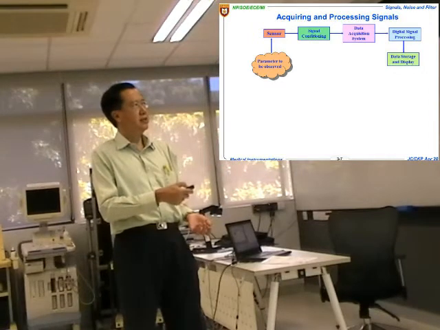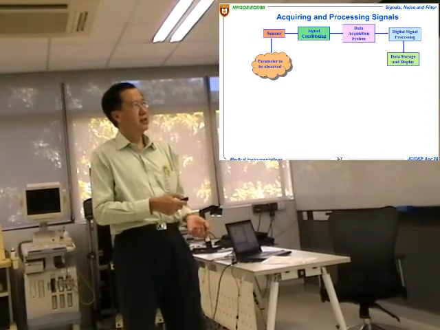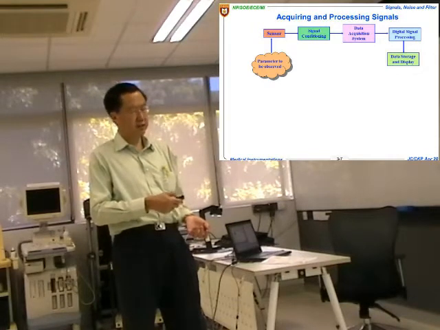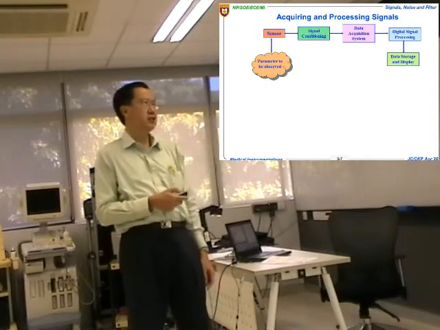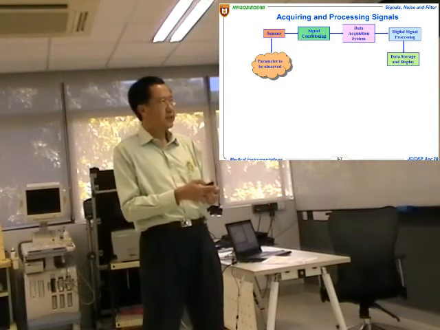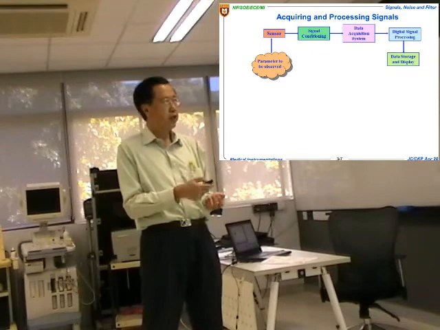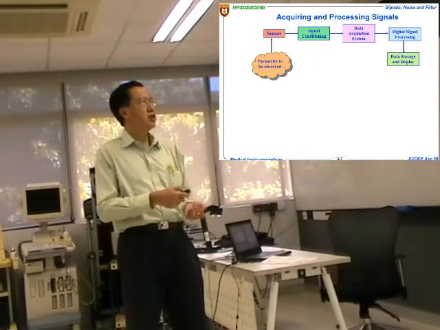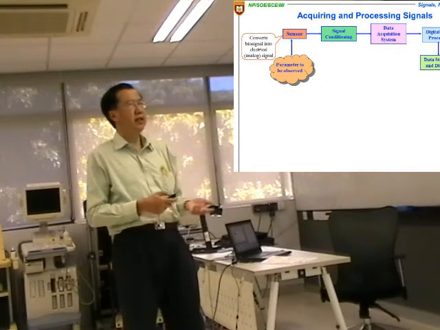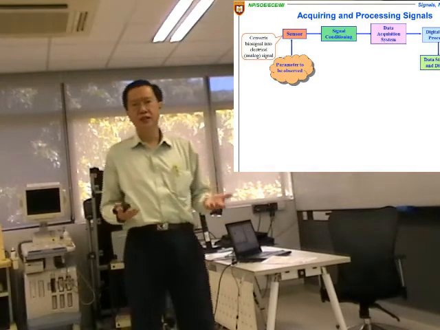So we have a sensor here. The sensor will observe some characteristic of the device or of the person, or physiological phenomena that we want to measure. And so the sensor converts the biosignal into an electrical signal. Electrical signal is what we can use.